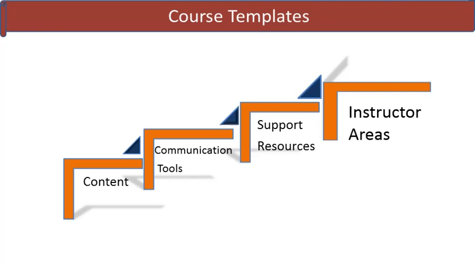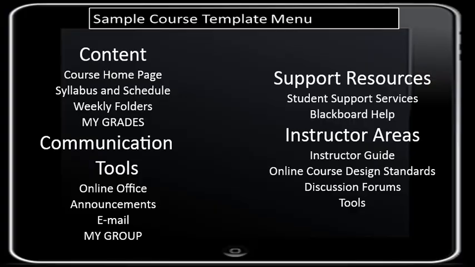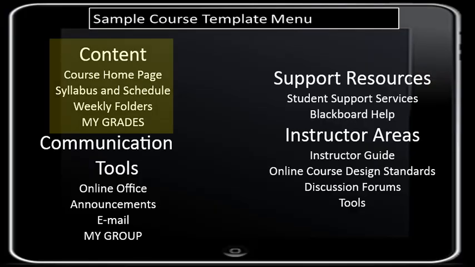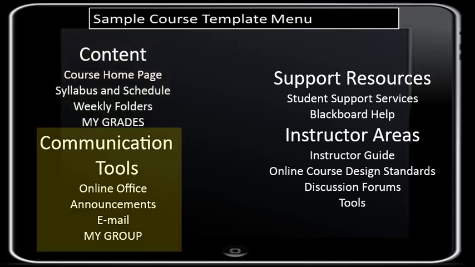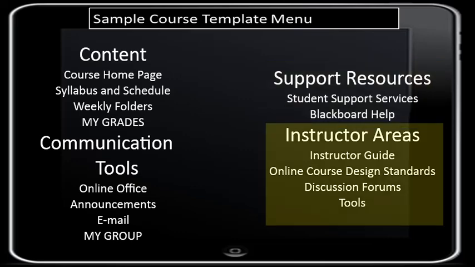Usually, the sample template shows the menu items for each category as content, communication tools, support resources, instructor areas. In a sample course template menu, under content, course homepage, syllabus and schedule, weekly folders, my grades are there. Under communication tools, online office, announcements, email, my group options are there. Under support resources, student support services, Blackboard help are there. Under instructor areas, instructor guide, online course design standards, discussion forums, and tools are there.